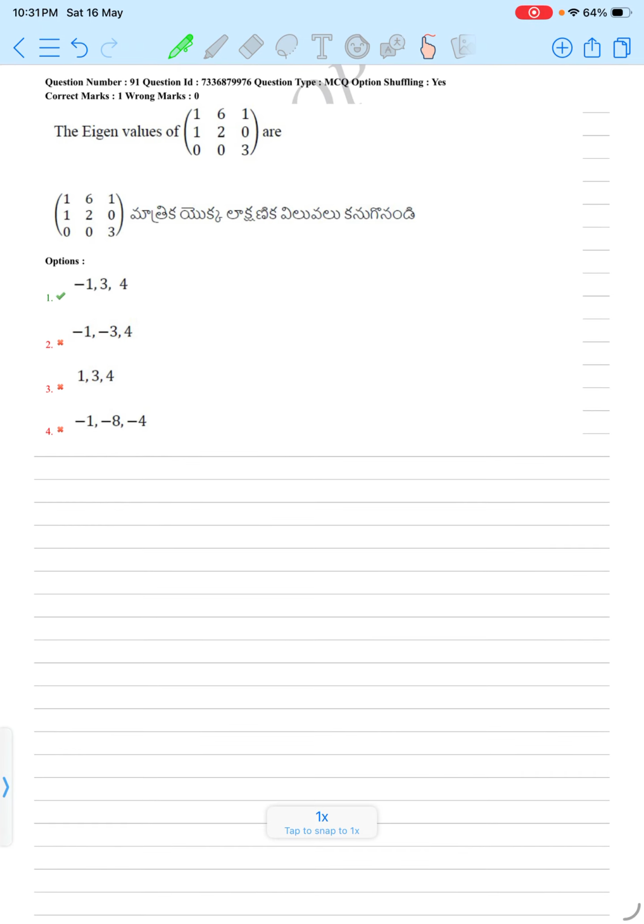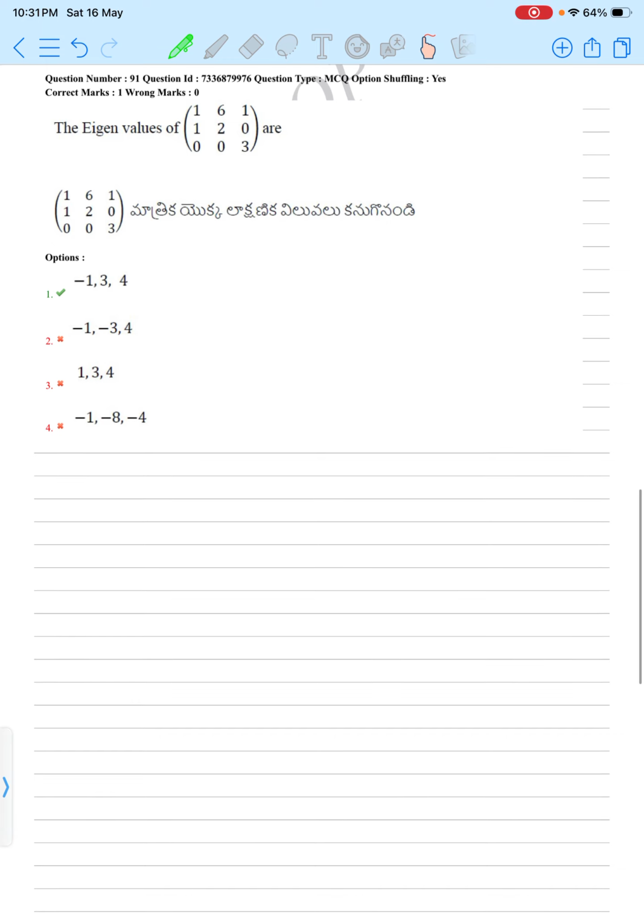Hello everyone, in this video we are going to discuss Telangana CPGET Mathematics Previous Year Questions 2025. This topic is based on linear algebra questions. The question is: what are the possible eigenvalues of this 3 cross 3 matrix? We need to find the eigenvalues of this matrix.